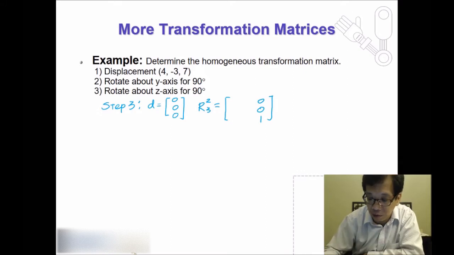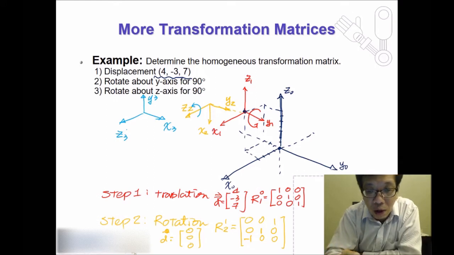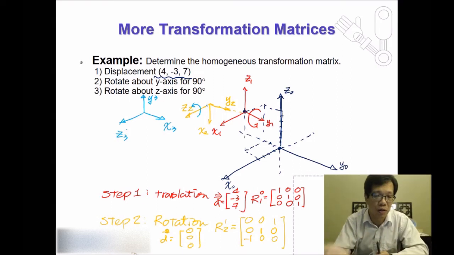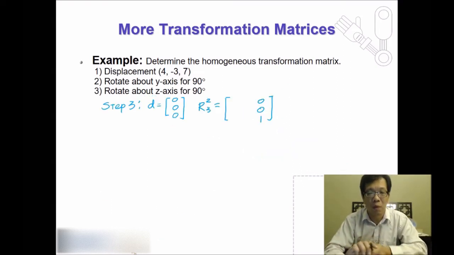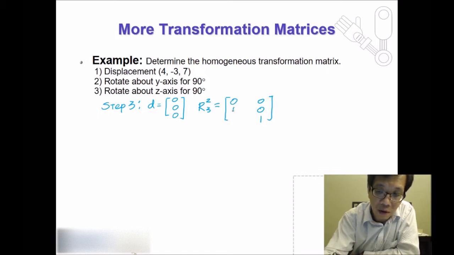Let's get back to the previous page to see what's going on over here. We are having x3 along the positive y2 direction, and we have our y3 direction along the negative x2 direction. So with those two pieces of information, we can write down the other 6 components over here, which is going to be 0, 1, 0, negative 1, 0, 0.